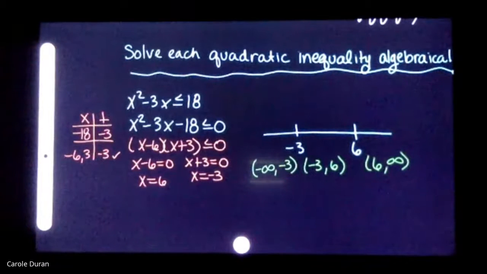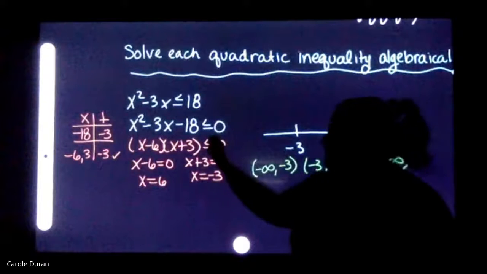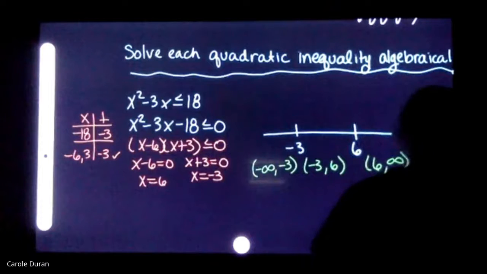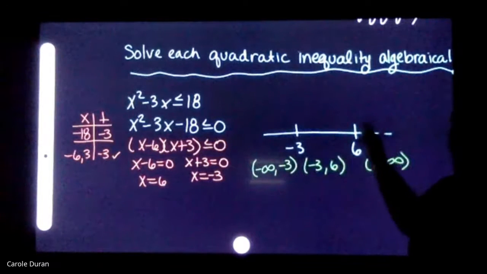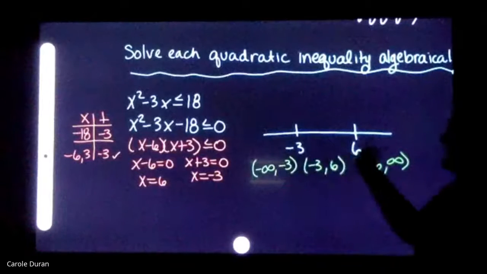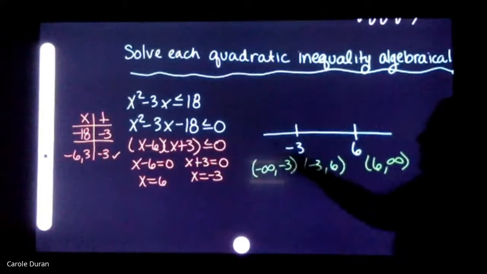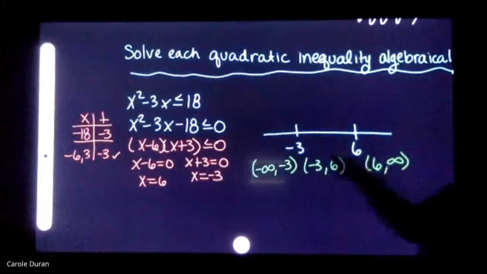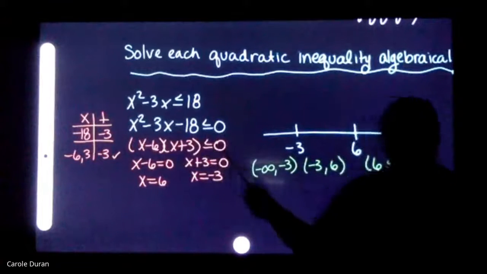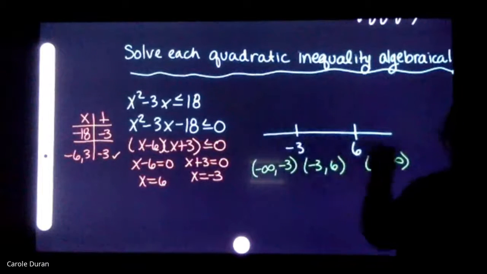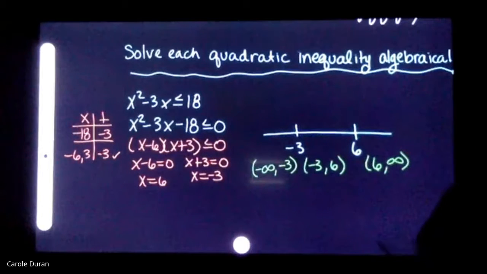So on this specific inequality, I'm looking for values that are less than or equal to 0, which means I'm looking for which intervals give me negative answers, because I already found my zeros, which are negative 3 and 6. So now I'm looking for the intervals that are going to give me values that are smaller than 0, which are all negative. To do that, I need to pick a number from each of these intervals and plug it in and solve. If it comes out to be a negative number, everything on that interval will give me a negative. If it comes out to be positive, everything on that interval will give me a positive.